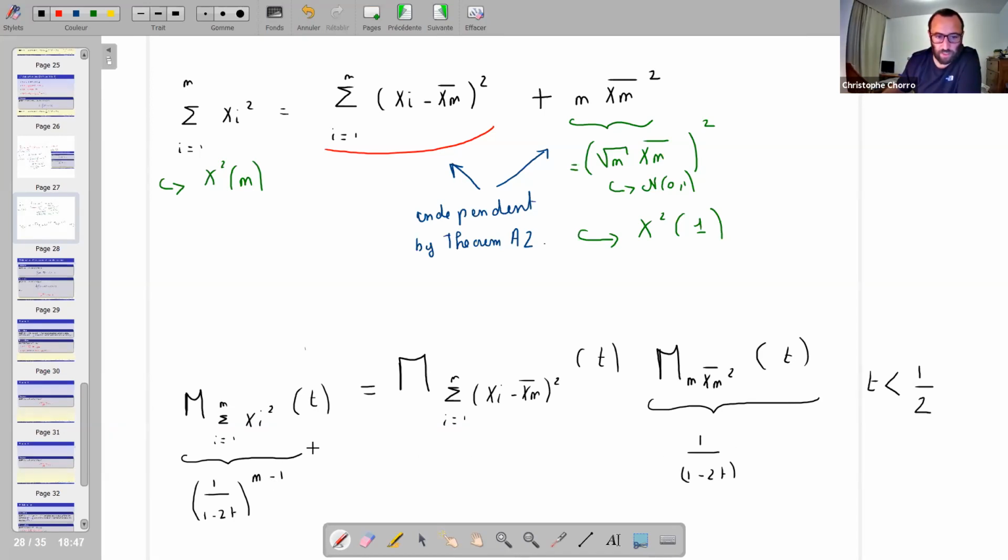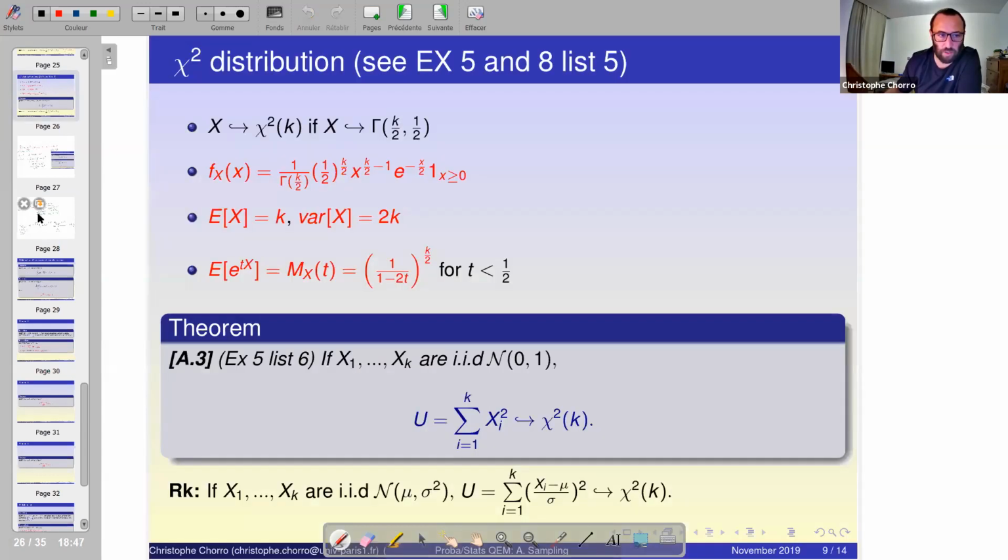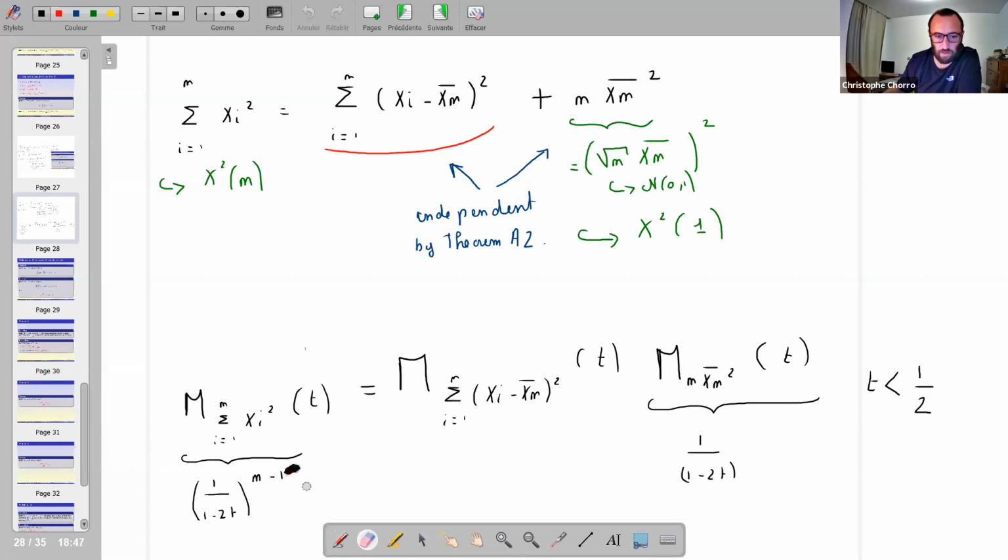Excuse me, it's not n minus 1 here. So have a look. It's not n minus 1, it is n over 2. Here I have n over 2, and here I have to the power 1/2, from which I deduce what this one is equal to.